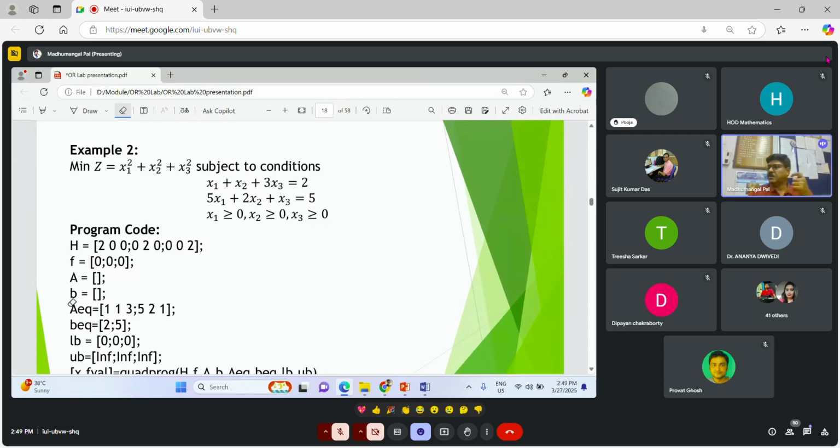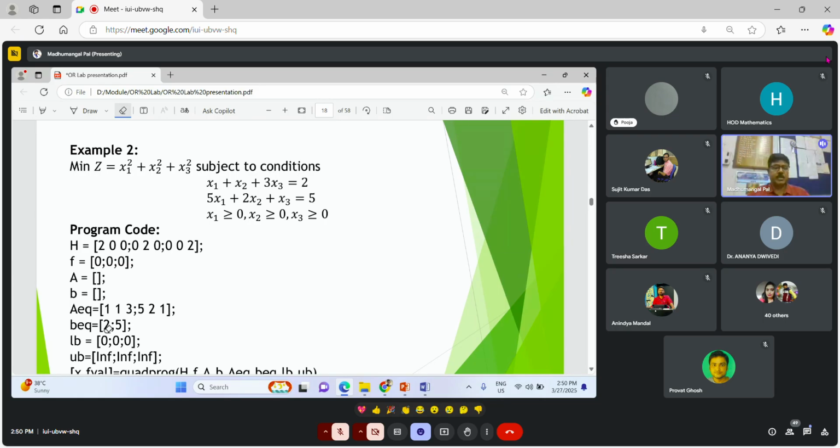A and B are the coefficient matrix and right hand vector for the less than or equal to constraints, but for this problem there is no such constraint, so A and B are null matrix and vector. Aeq and Beq: both the constraints are equality constraints. So the first row of the Aeq matrix is 1 1 3, because those are the coefficients of the first constraint. The coefficients of the second constraint are 5 2 1, so the second row of Aeq is 5 2 1. It is obvious, nothing trivial. And the right hand vector contains the elements 2 and 5.